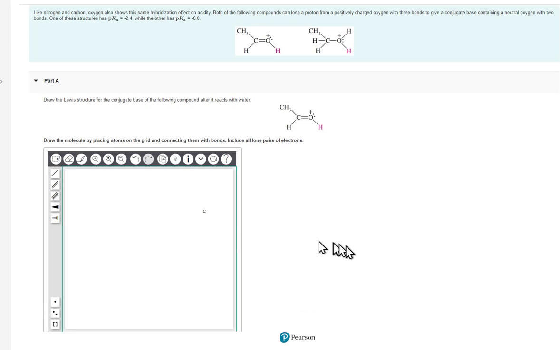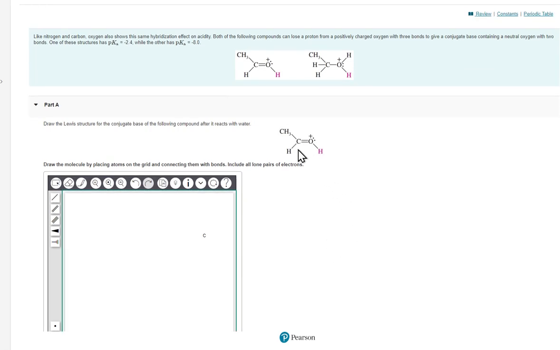Hi, this is Brother Barnes, and I'm going to attempt to use MarvinSketch to sketch the conjugate base of this compound. It says in the problem that the following compounds can lose a proton from a positively charged oxygen with 3 bonds to give a conjugate base requiring a neutral oxygen with 2 bonds. My guess is that this interacts with water.